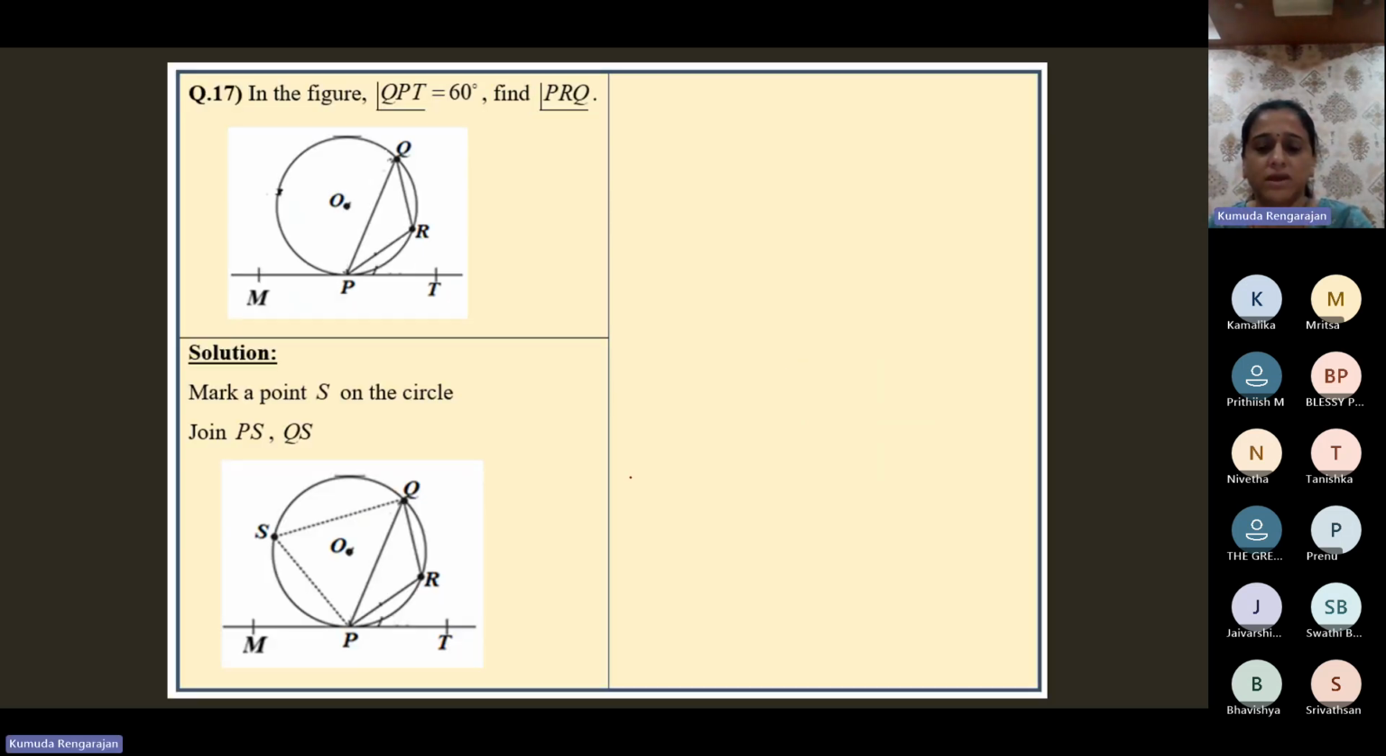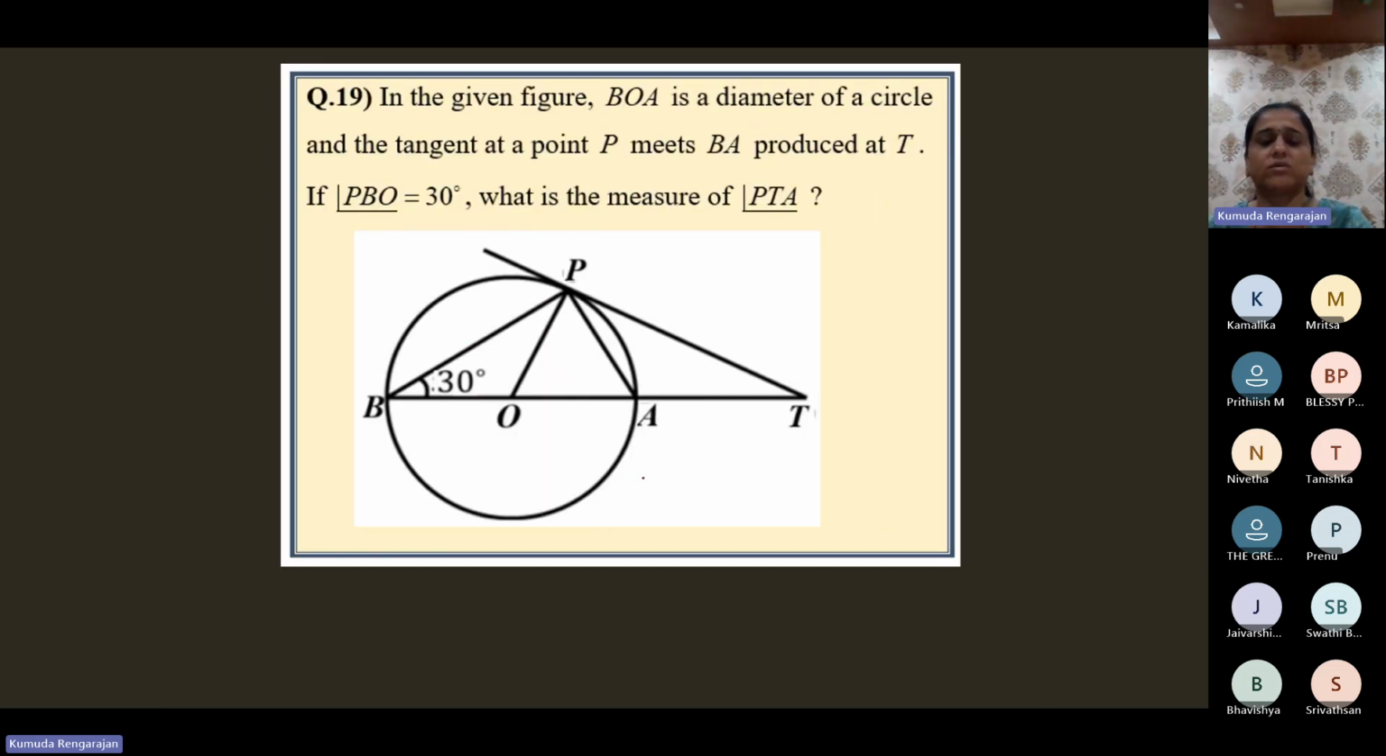Okay, the others maybe I'll just give. Okay, we'll do this one today. Find the measure of angle PTA. PTA, this one.